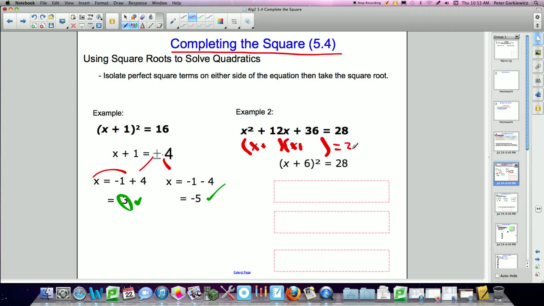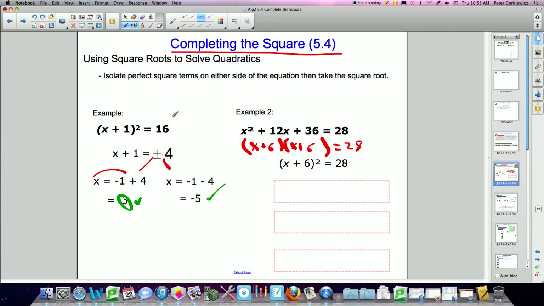Equals 28. And this should be 6 and 6, right? The x times x gives you x squared. 6 times 6 gives you 36. And you got 6 x's and 6 more x's, 12 x's. And then instead of just saying blah times itself, you say blah squared. So the quantity x plus 6 times the quantity x plus 6 is just x plus 6 squared.